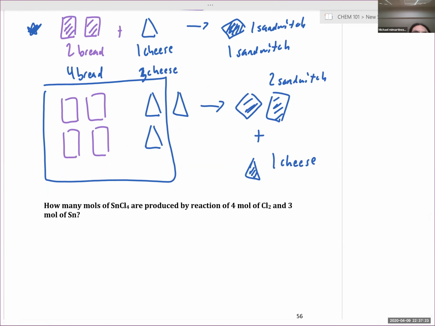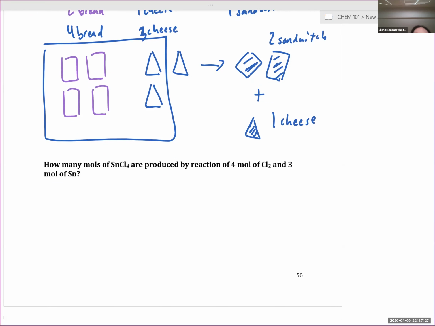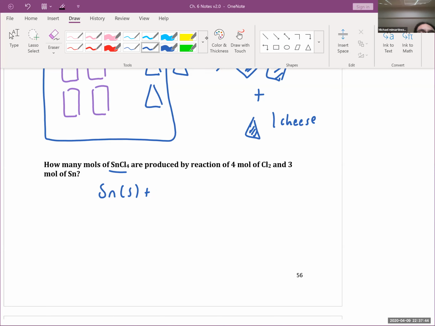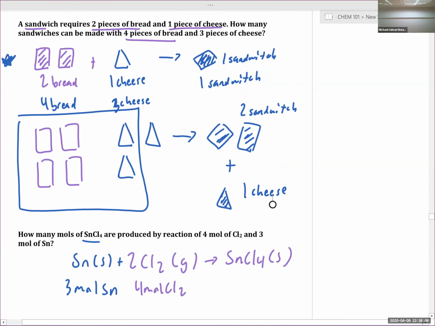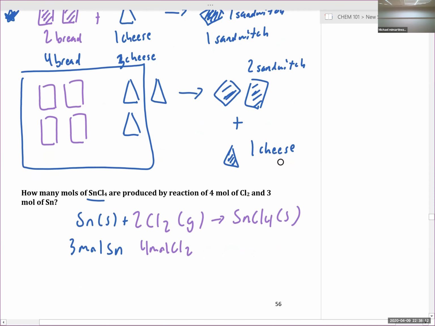Okay, so let's get out of these somewhat real world examples, and let's focus a little bit on some chemistry here. So tin, which I'm going to think of as our cheese, is going to react with chlorine. It reacts with 2 molecules of chlorine to yield tin tetrachloride. So if we have 4 moles of chlorine and 3 moles of tin, following our sandwich analogy, if our tin is our cheese and our chlorine is our bread, how many moles of tin tetrachloride can we make? How many moles of tin 4-chloride do we make?